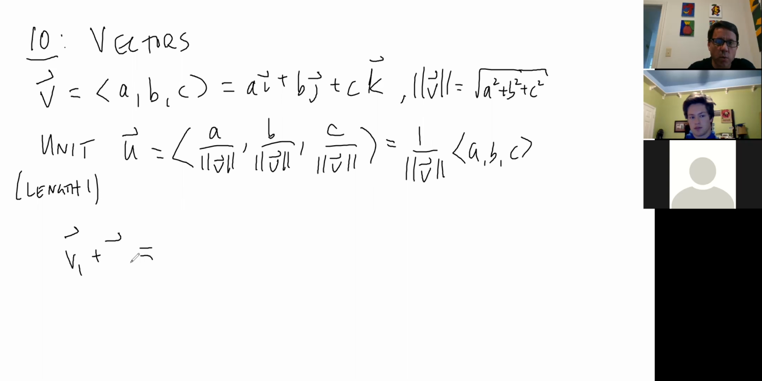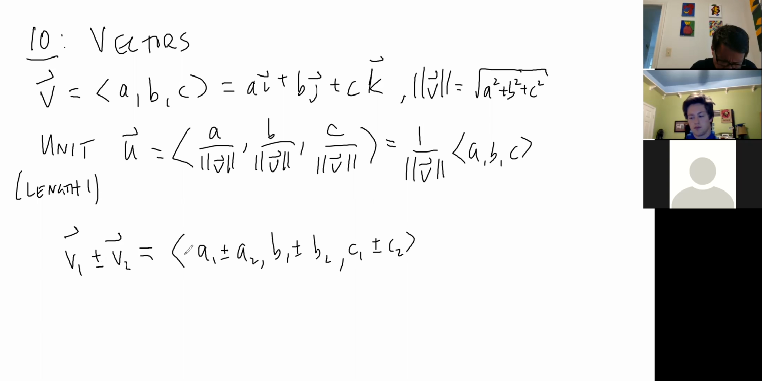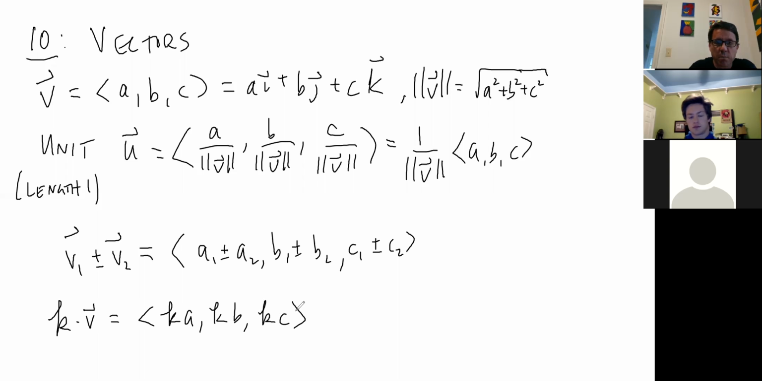So if you had 2 vectors, v1 and v2, and you wanted to add or subtract them, you just take the components, a1, a2, b1, b2, c1, c2. Then you can either add or subtract in the first component, add or subtract in the second component, add or subtract in the third component. So it's just component-wise addition or subtraction. If you were to multiply a vector by a number, then you literally just multiply each component by the same number.